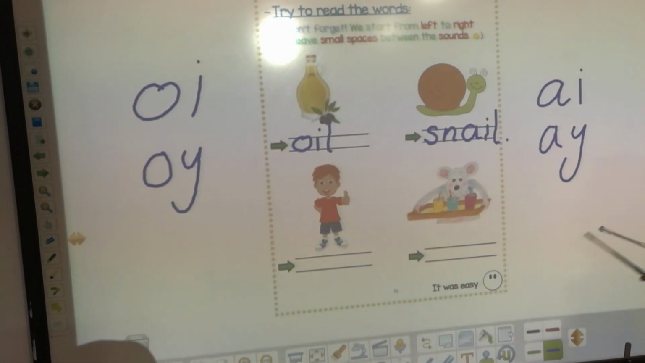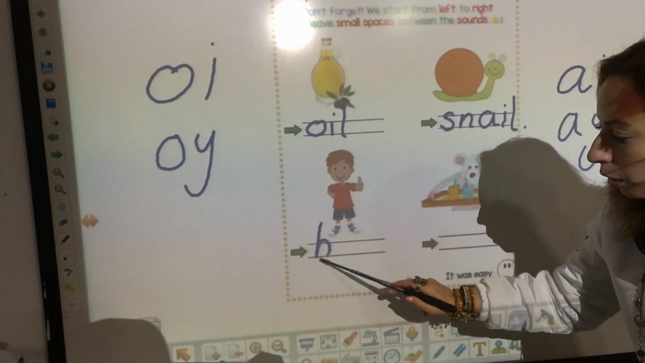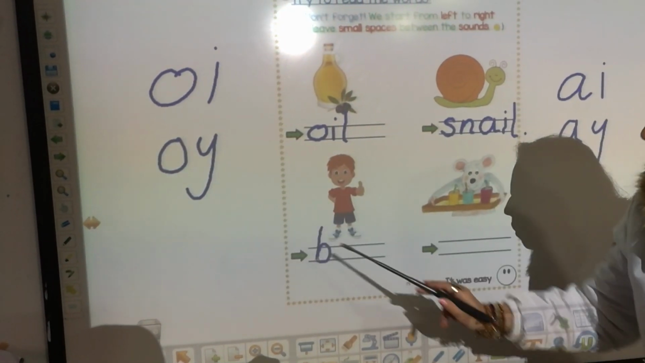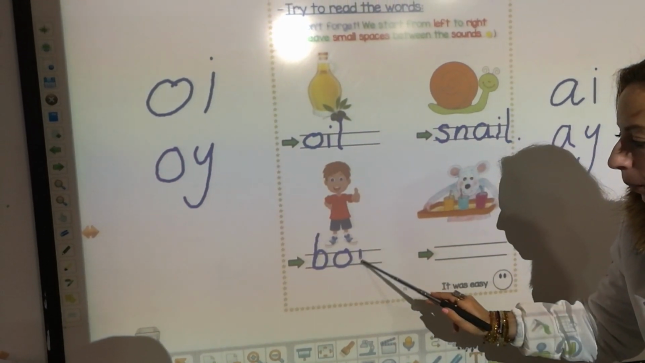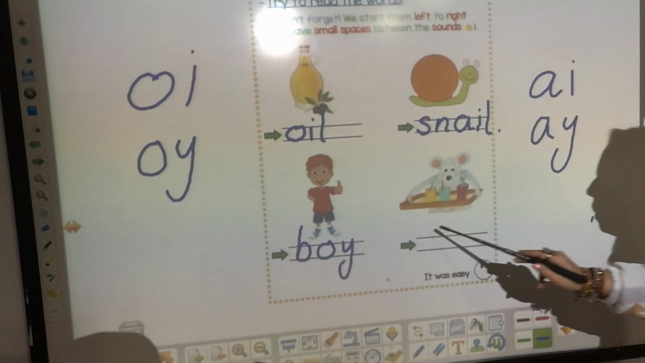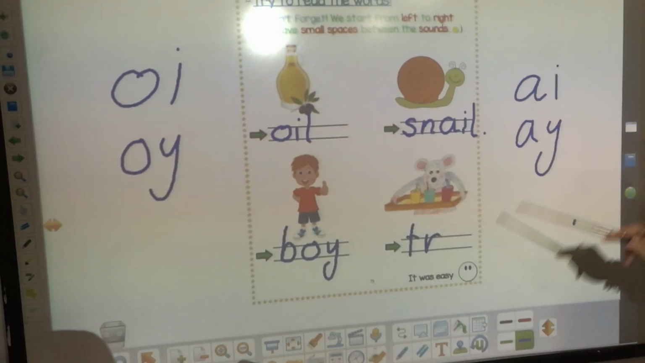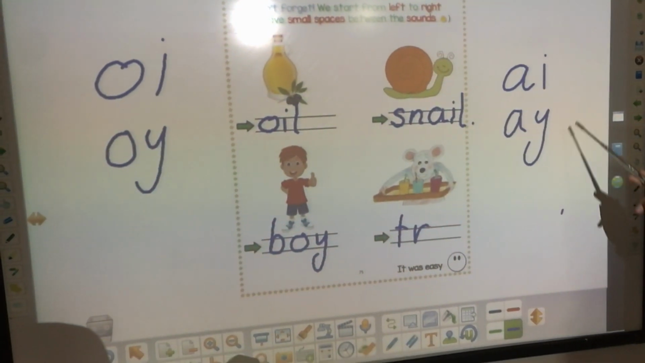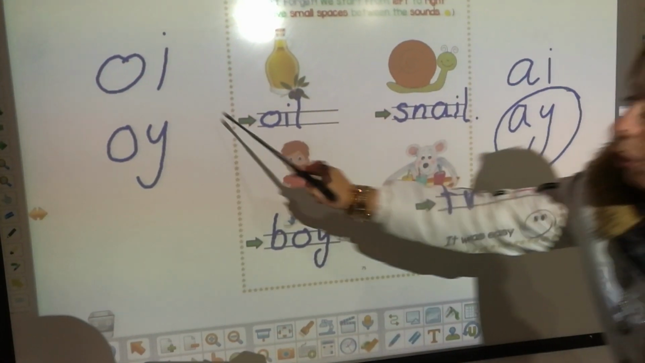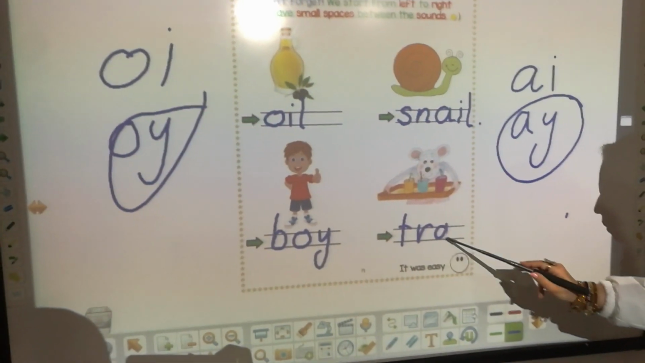Snail. The next one, boy. B-oy. Which oy? It will be at the end, so I will choose alternative oy. The last one, tray. T-r-a. Which A? It will be at the end here. So if it will be at the end, I will choose the alternative of AI or alternative of OI. And here I have tray. It will be alternative AY.